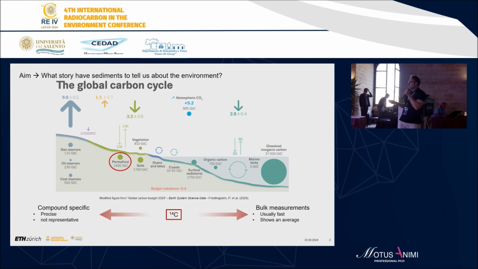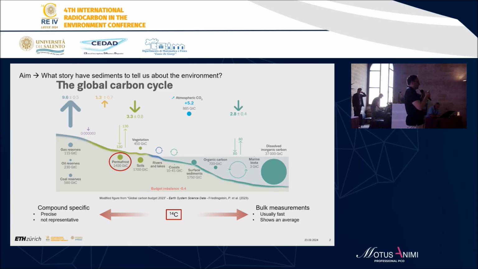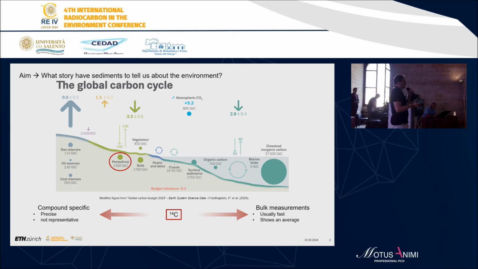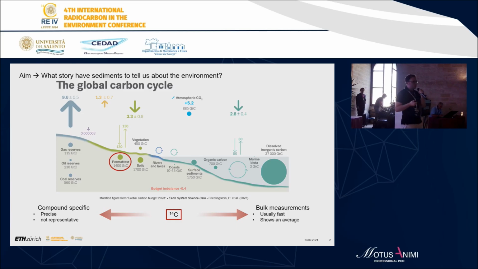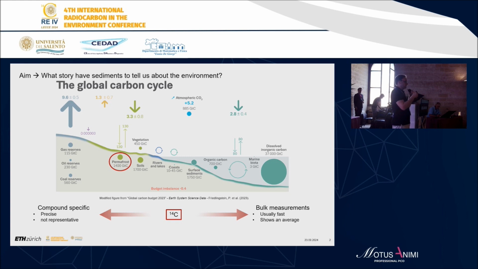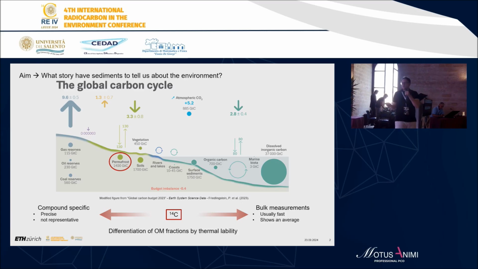On the other hand, you have the bulk measurements, and they are really great because you have an average. But as you could also see from Laura's presentation, it's not totally true, because the average doesn't tell us what's actually happening. So, how can we resolve this? It's through differentiating the organic matter by, for example, in our case, the thermal lability.